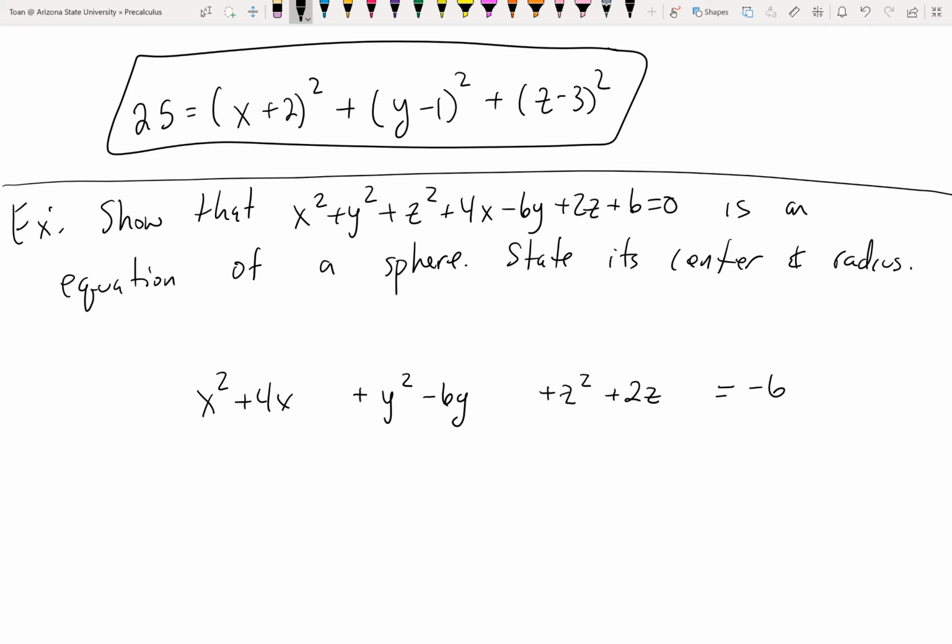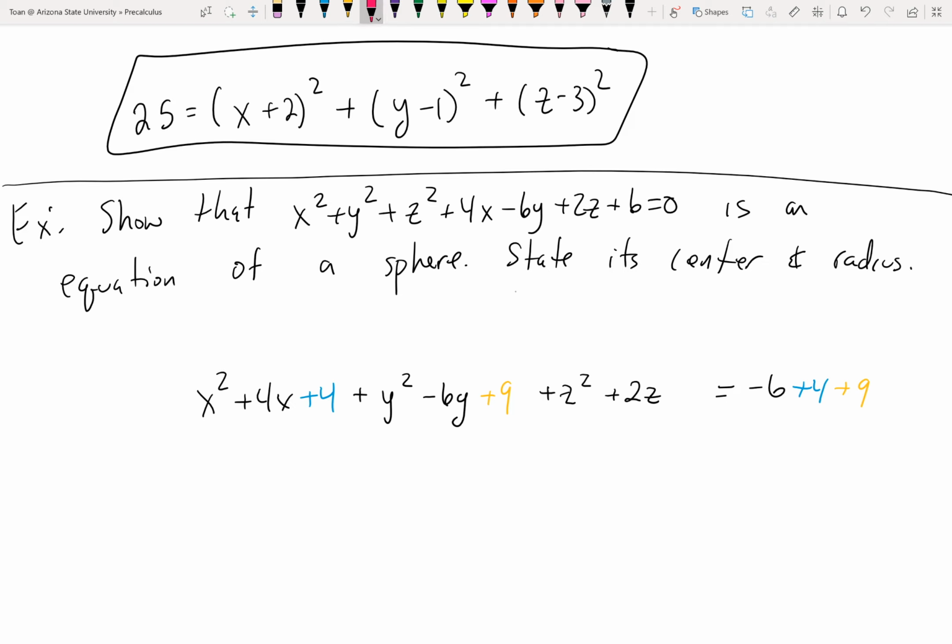Now it's time to complete the square. Let's see if we can remember how to do that. Completing the square, the pattern is half the linear coefficient, then squared. So half of 4 is 2, 2 squared is 4. So to complete the square for the x, I need to add a 4. But of course, what you do to one side, you have to do to the other side. Let's move on to the y's. To complete the square, it's half the linear coefficient squared. Half of 6 is 3. 3 squared is 9. So I'm going to add 9 to both sides.